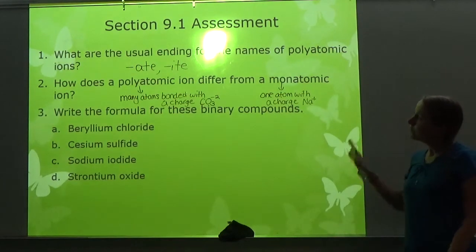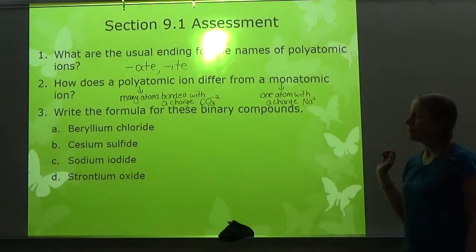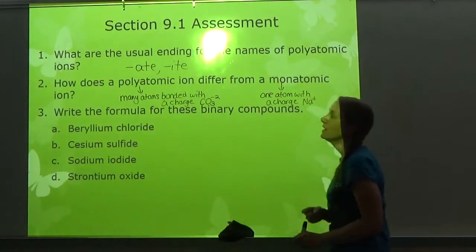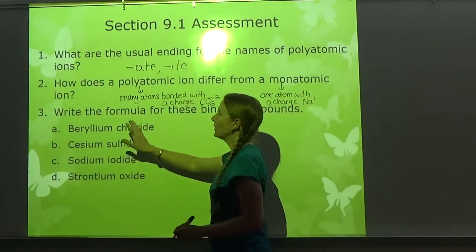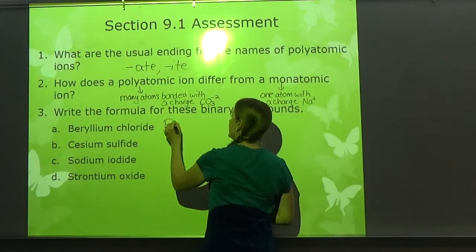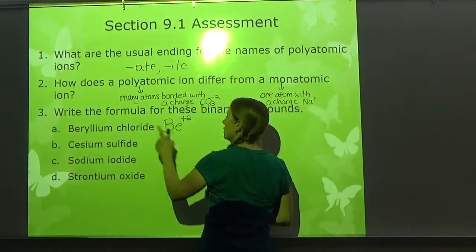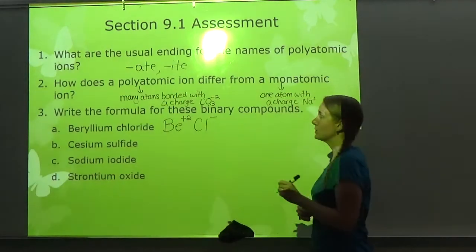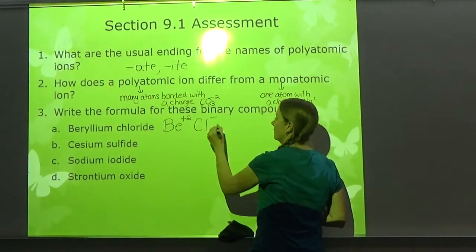All right, so number 3 says write the formula for these binary compounds. Remember, the important thing is when you write the formula, you have to remember to cross charges. So we have beryllium chloride. Beryllium's Be. It's in group 2, so it has a +2 charge. Chloride is Cl. It's in group 17 and has a -1 charge. So I cross my 2.